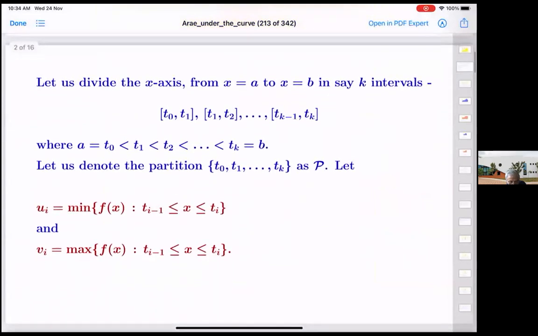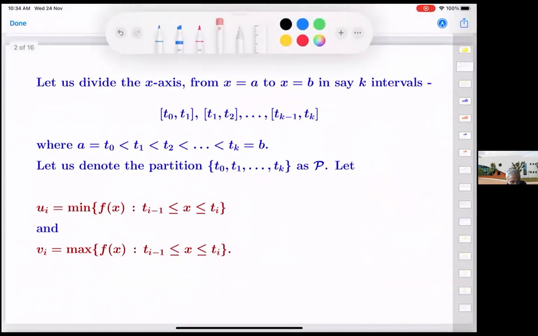So you have A to B. You want to look at x equals A to x equals B. This part of the x-axis, we divide it into k many intervals. Let's call A to be T0 and B to be Tk, and in between pick up points T1, T2, and so on. Then T0 to T1, T1 to T2, up to Tk minus 1 to Tk. These are now k many intervals.